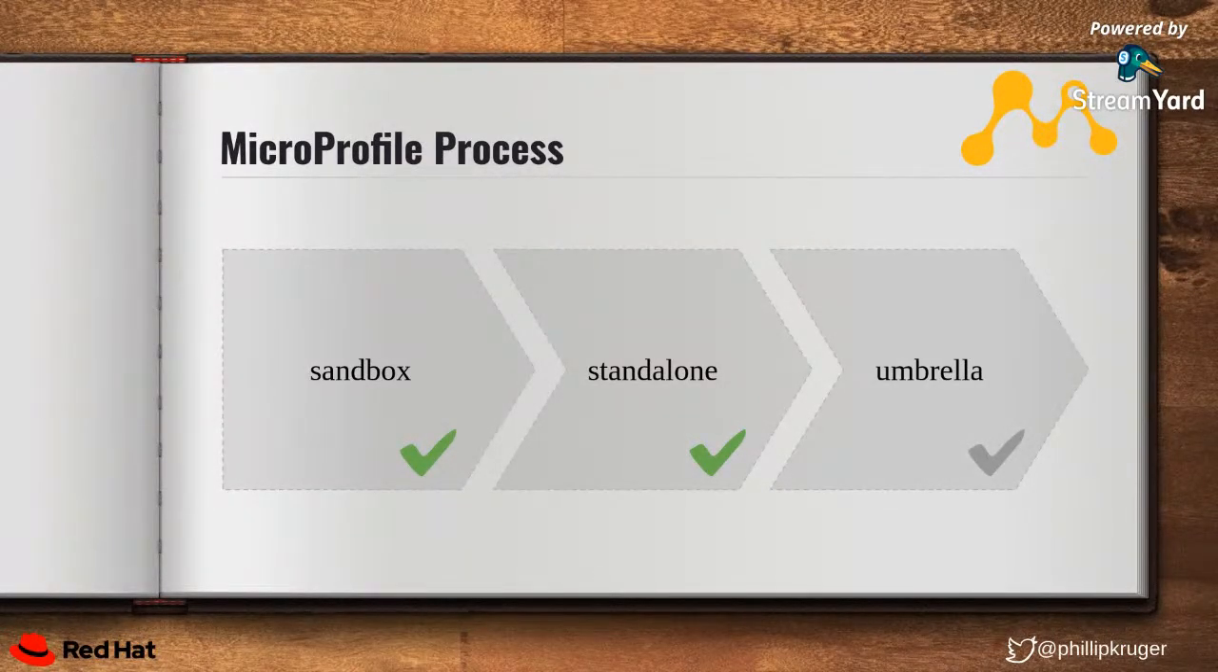If it's accepted, you start building this API as a standalone API, meaning it's under MicroProfile, but it's not being delivered as part of the umbrella specification. So that's kind of where GraphQL is at the moment. A month or so ago, we released version 1 of the spec as a standalone specification. And then if it works well and it gets adopted and people are using it, then you can go back to the community and propose to include it under the umbrella.